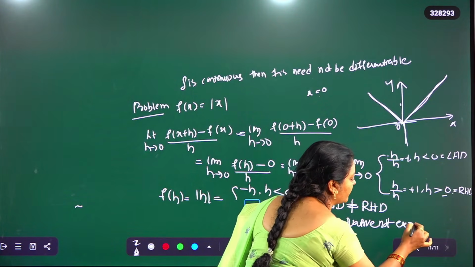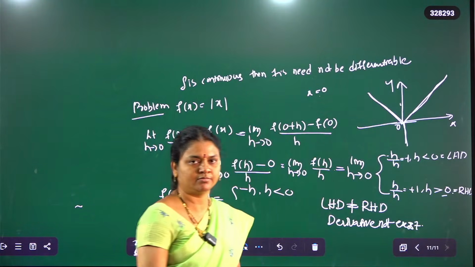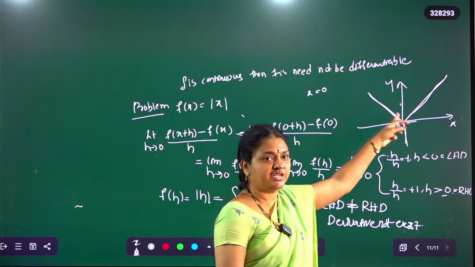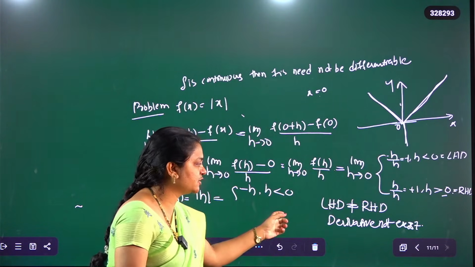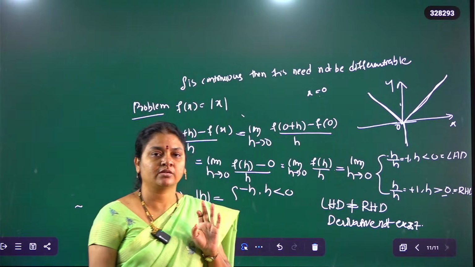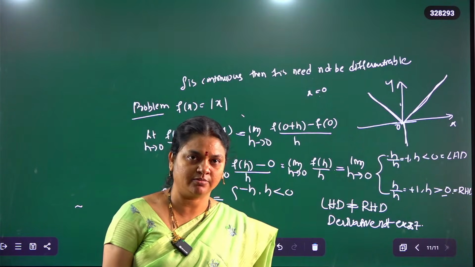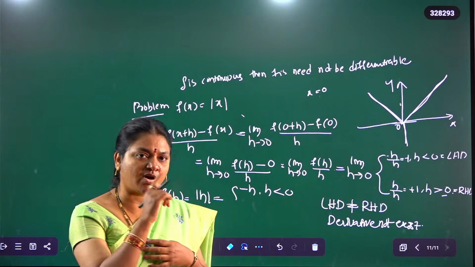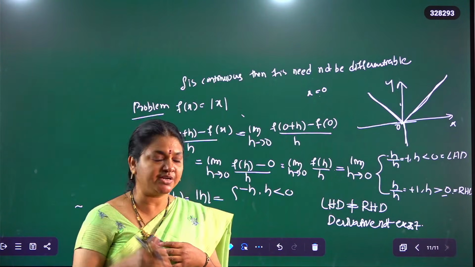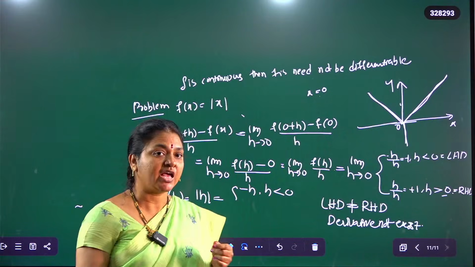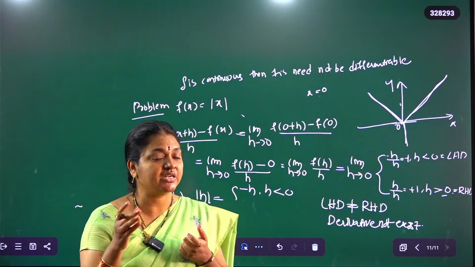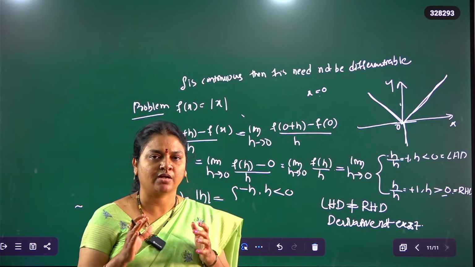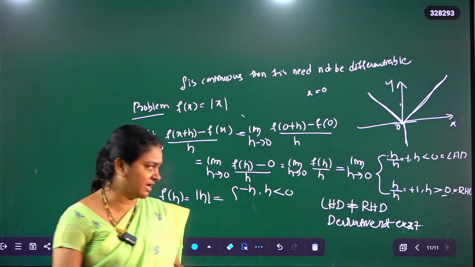That means f of x is not differentiable. It is a continuous function, right? Continuous function. By using the first principle, we got that f of x is not differentiable. The previous theorem says that if f of x is differentiable, then it is continuous. But here f of x is continuous, yet it need not be differentiable. It may or may not be differentiable. That is the difference that you need to remember.